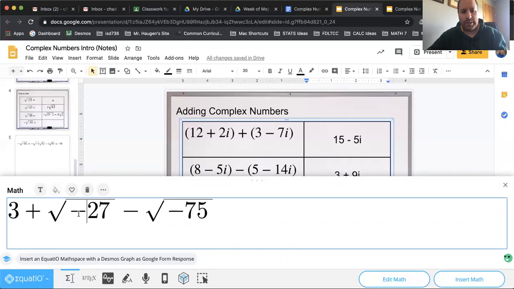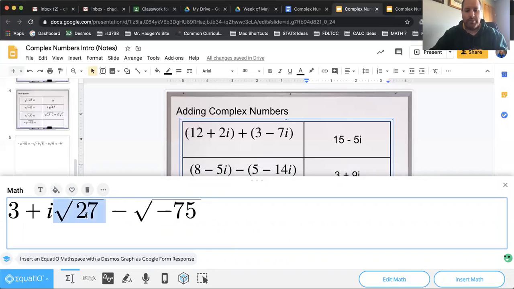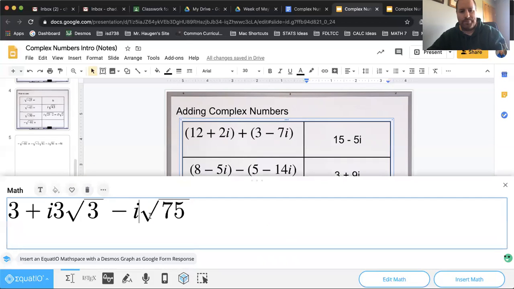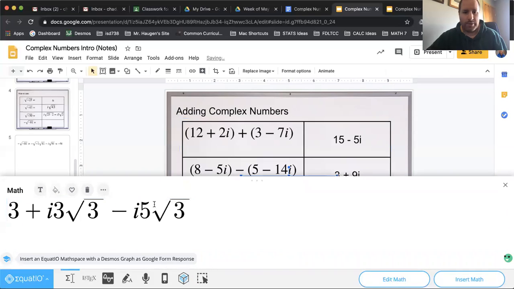So like this one here, again, the negative portion becomes i, and then the square root of 27 breaks down into, I suppose, 9 times 3. So this here could break down into 3 times the square root of 3, right? 3 root 3. Here again, the negative becoming i, and 75 is 25 times 3, square root of 25 being 5. So, oops, put the square root in there, 5 root 3. Okay, so that is a possibility there.